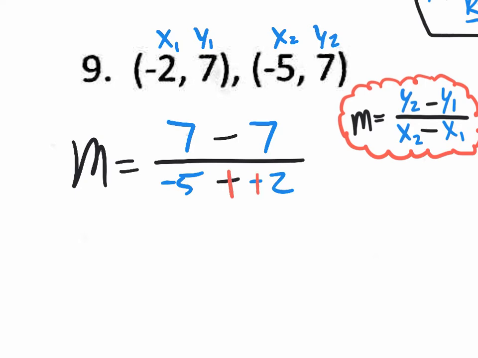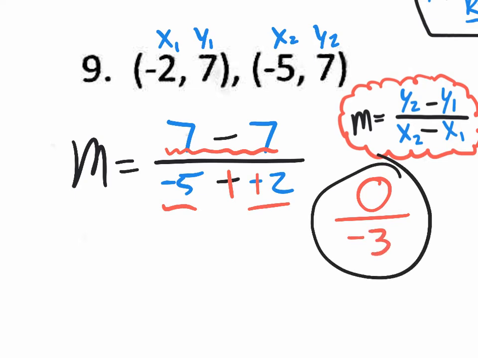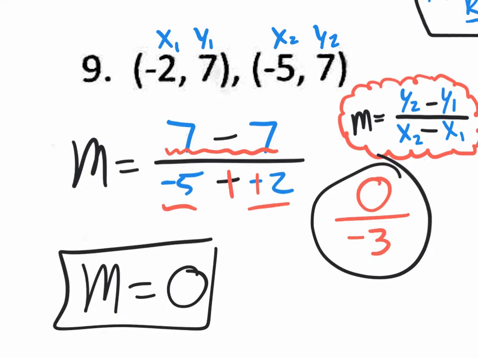And on the numerator, you have 7 take away 7. That is 0 up on top. And on the bottom, negative 5 plus 2, that's negative 3. 0 divided by any number is 0. So M equals 0 in this case.